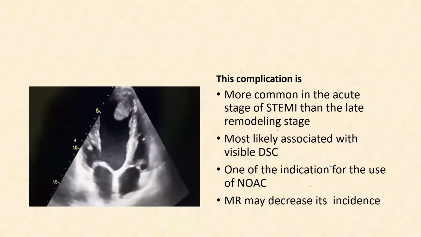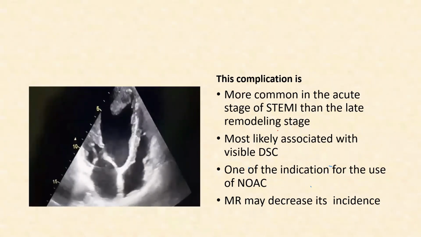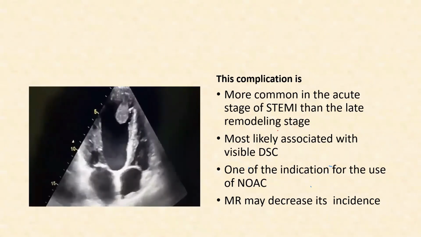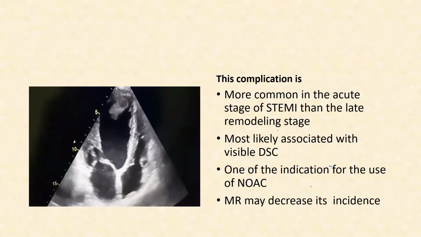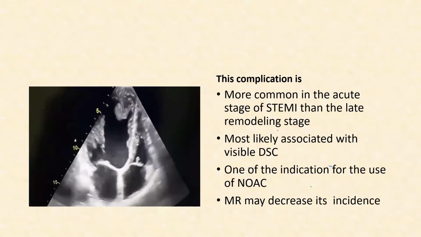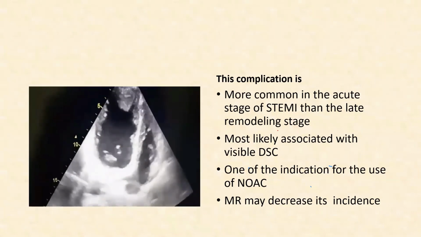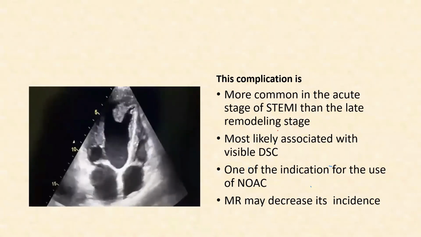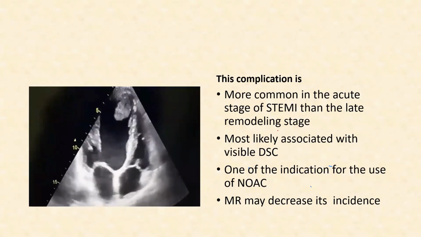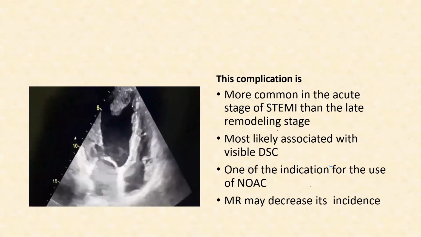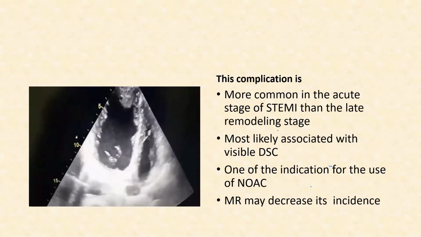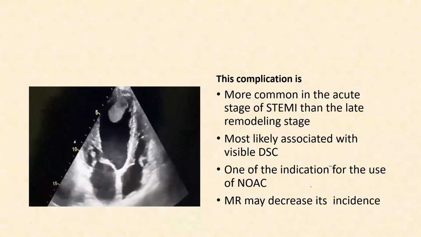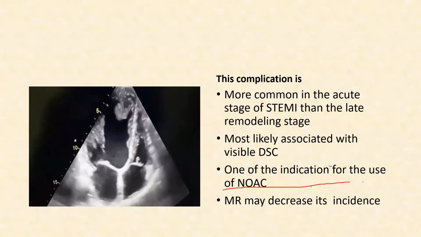So which one is the right answer? Does it occur acutely, subacutely, or chronically? It occurs acutely, exactly. The majority of LV thrombus with MI happens days to weeks after this, not months to years after. Okay. And often dense spontaneous contrast might be seen, but most of the time you don't see it. There is thrombus, but there is no dense spontaneous contrast. So the right answer here is MR may decrease its incidence.